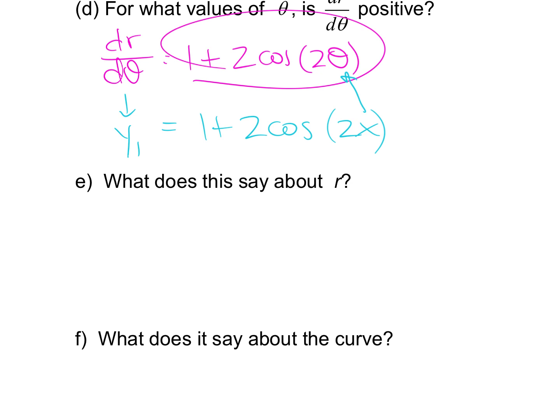So if I graph that, I can see where this graph is positive now. You're just looking for where this has positive y values. It has positive y values in that section, and it has positive y values in that section, right? And y is replacing dr d theta. So where dr d theta has positive values is where this equation has positive y values. Does that make sense? Yeah? So you can solve for the intersection points and write it as a range of values.